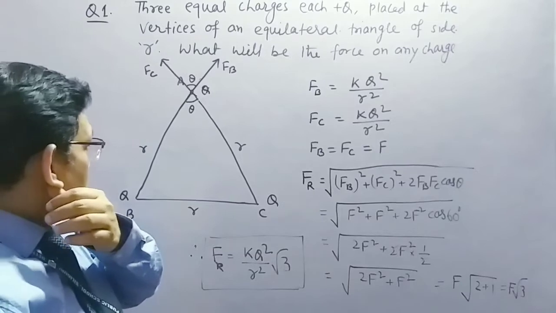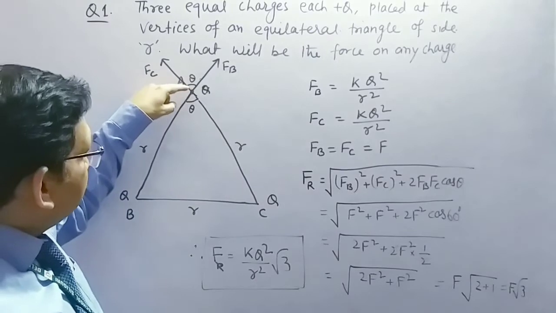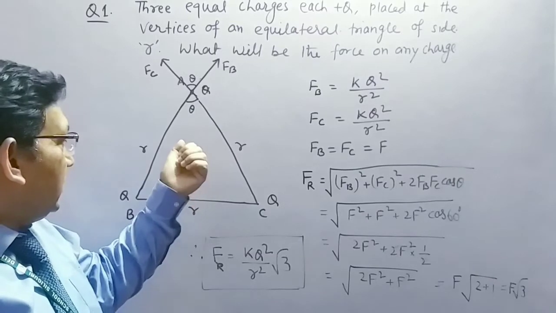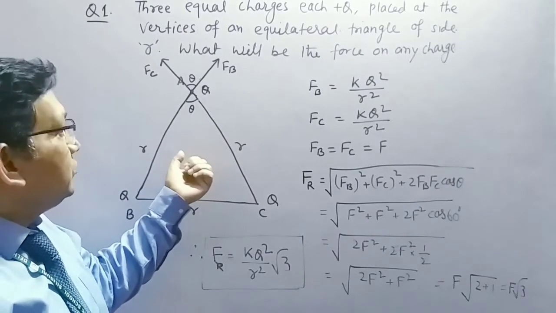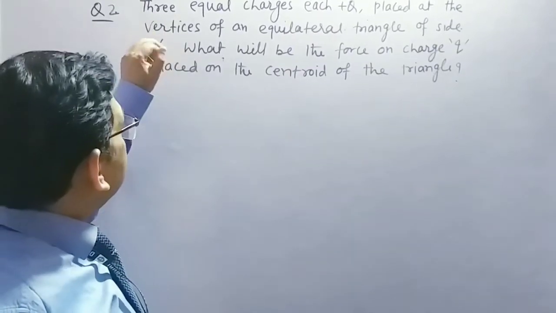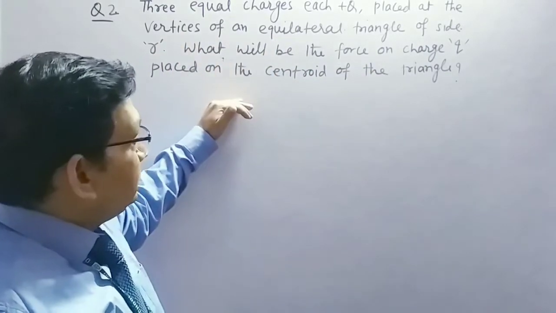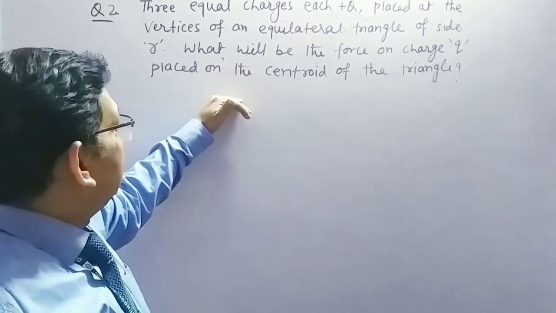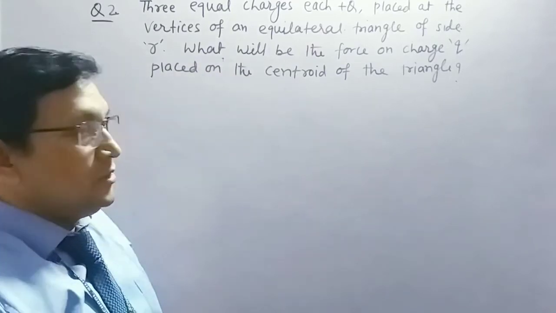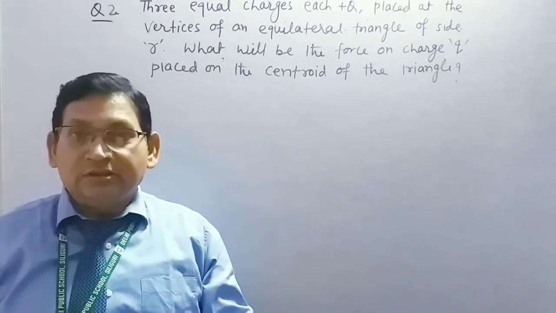Now we have one more question on the same topic. By assuming three charges Q at the vertices of an equilateral triangle, now take the fourth charge at the centroid of the triangle. I am writing the question on the board. So the second question is, three equal charges each plus Q are placed at the vertices of an equilateral triangle of side R. Now what will be the force on charge Q placed on the centroid of the triangle? So in this question, now we have a fourth charge which is placed on the centroid of the triangle.